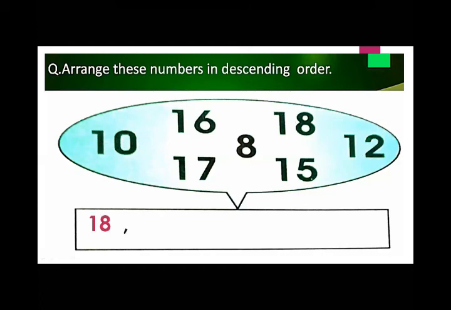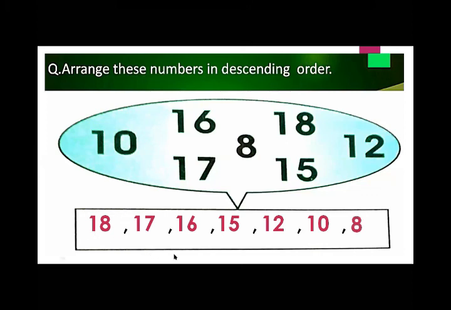18. Okay, after 18, which number will be smaller? After 18, identify. Okay, 17. And after 17, yes, 16. Very nice. And after 16, which number is smaller? 15. And after 15, which number comes here? 12. Okay. After 12, we identify the number 10. We write 10 and then the number 8.